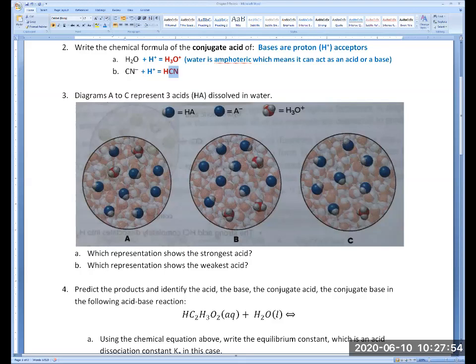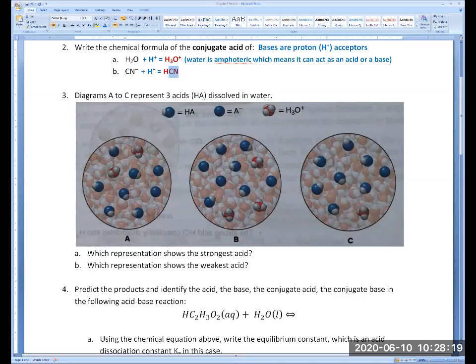So HA, when it donates its proton, becomes A minus, right? When you remove the H plus from HA, it becomes A minus because the H plus leaves with a positive charge, which means it leaves behind the electrons and they show up as a negative charge on the A, symbol A, right?